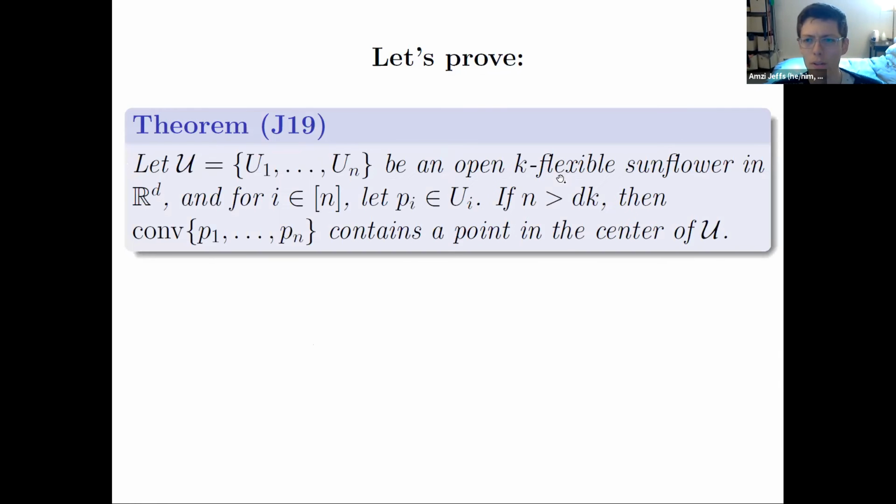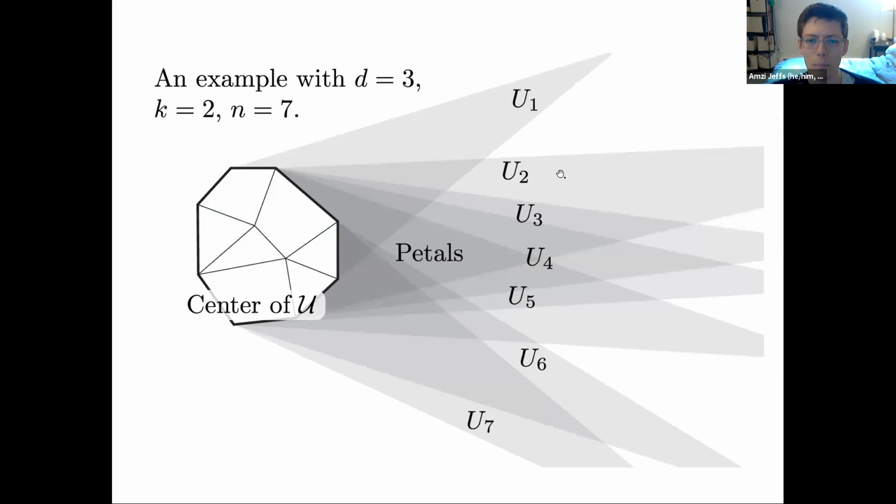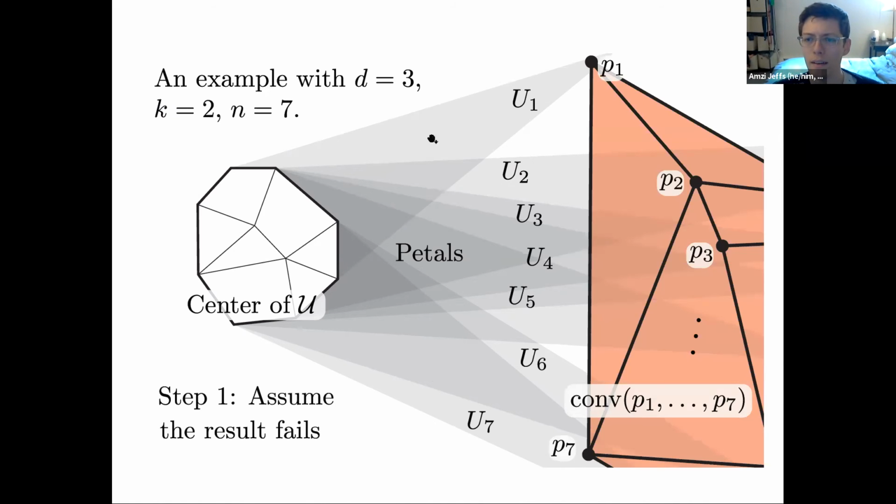And what I want to gesture towards, I won't get into the full details, is the proof. The reason I want to say this is, again, this idea that Zvi had about how to approach this and apply some nice old-fashioned discrete geometry results. So what would we want to do? Let's work by contradiction. In this case, I'm drawing you a very sketchy picture with dimension 3, K equal to 2, and I have 7 petals. So here 7 is larger than 2 times 3. The theorem should apply, but what if it didn't? I could choose these points whose convex hull didn't hit the center.